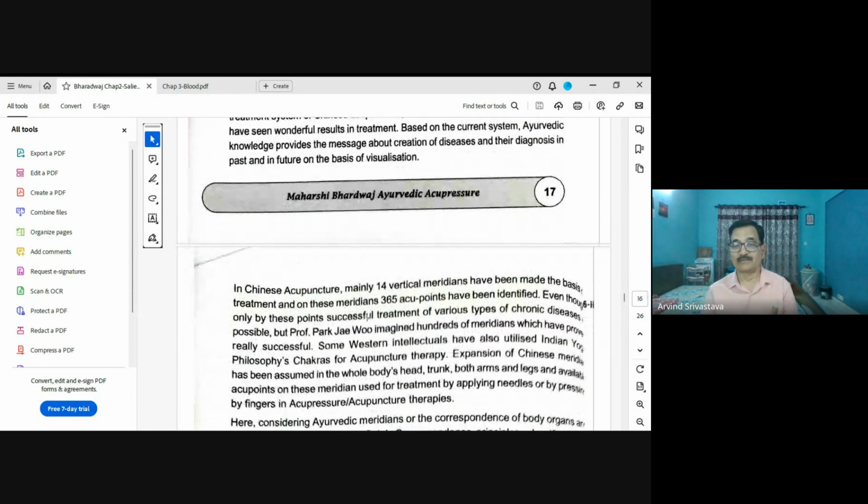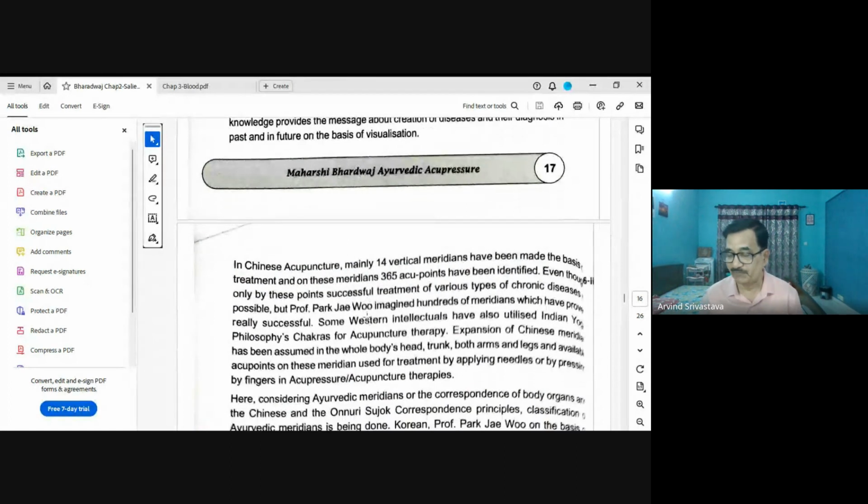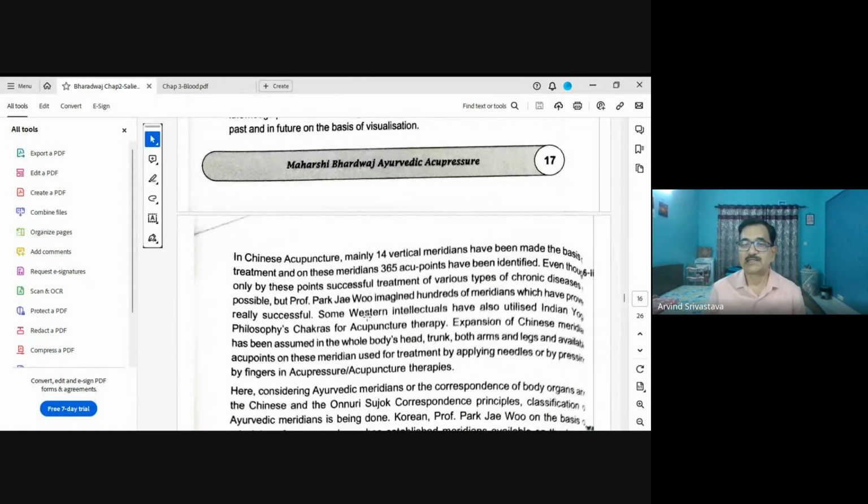So after the advent of Professor Park Jae-woo, he studied the Indian literature too, and that's why Professor Park Jae-woo imagined hundreds of meridians, chakras, meridians, all that. He was kind enough to study the Indian literature, Indian scriptures, and chakra meridians were also invented. The yoga chakra, which was the basis of Ayurveda and yoga, he invented also. He just put in our hands the same one, and he gave the theory of Sujok, known as Sujok theory.